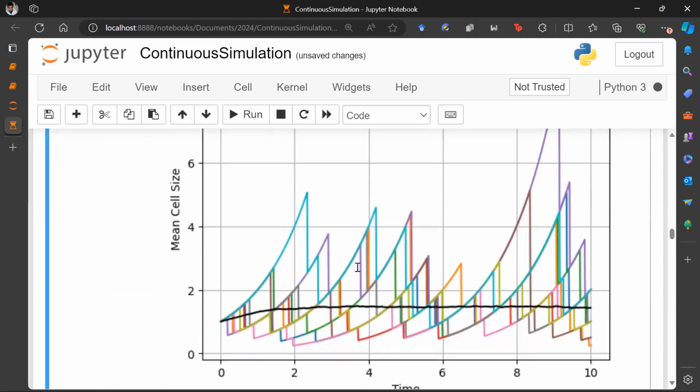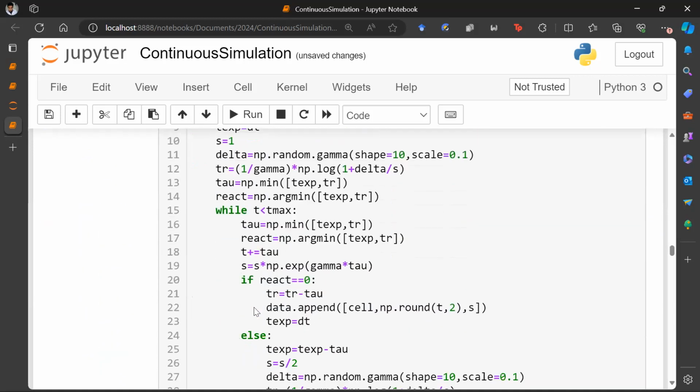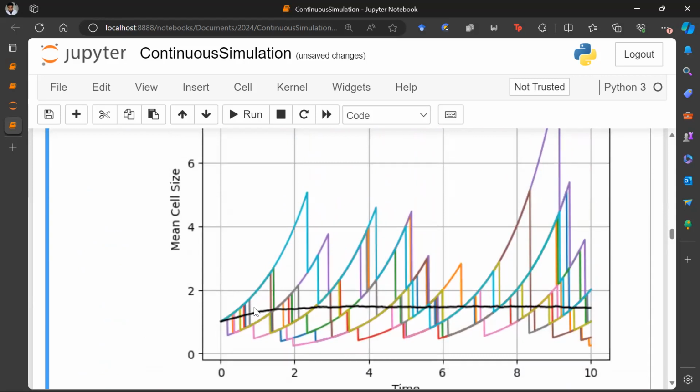And I'm gonna get something like this. Okay, so cell sizes are growing and then dividing in half. And you have trajectories like this. This is the mean, the black is the mean. And you can also estimate the variance and so on.